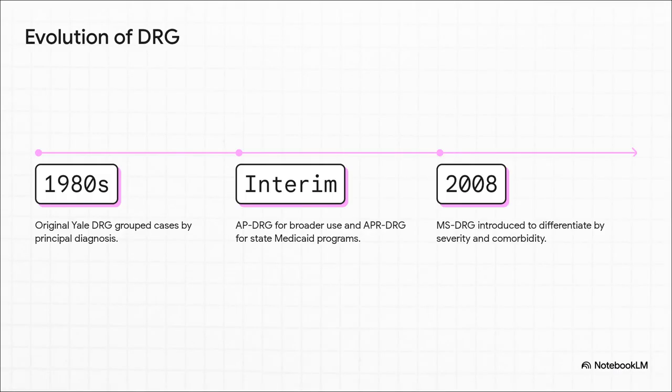So to really understand this massive sorting mechanism, you have to look at how it evolved. It didn't just appear overnight. It actually started way back in the 1980s with the original Yale DRG model, which pretty much just grouped patients by their principal diagnosis. Simple enough, right? Well, over the decades, it expanded for broader use, eventually leading to a massive update in 2008, the MSDRG, or Medicare Severity Diagnosis Related Group. Now, this was a total game changer. It didn't just ask, what do you have, but rather, how severely sick are you?